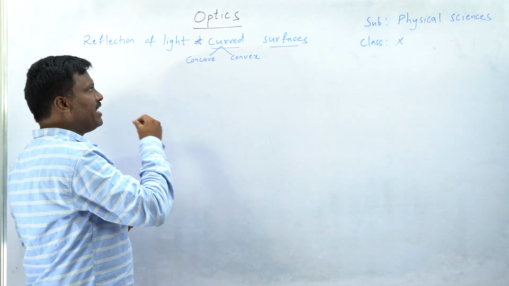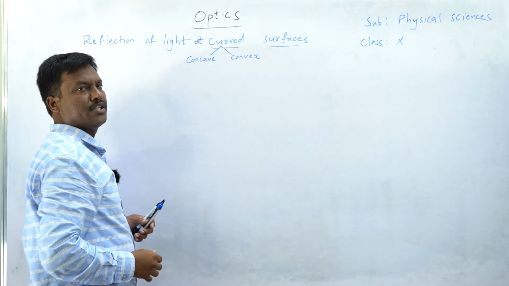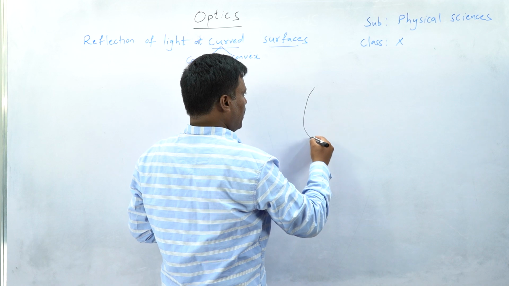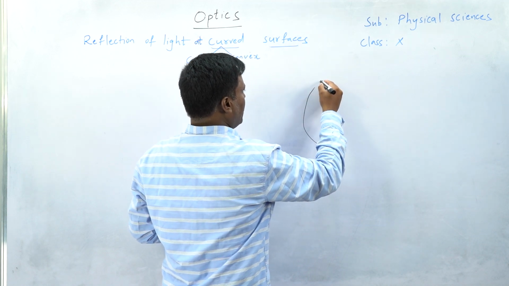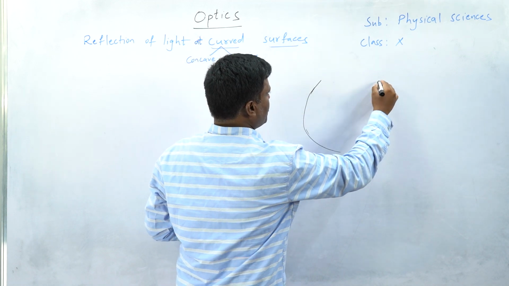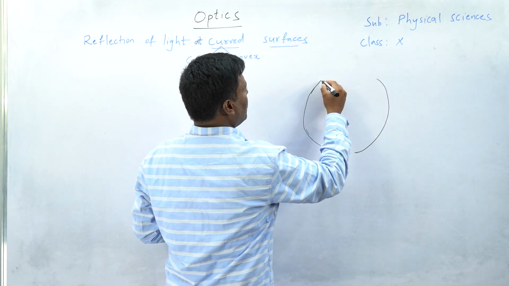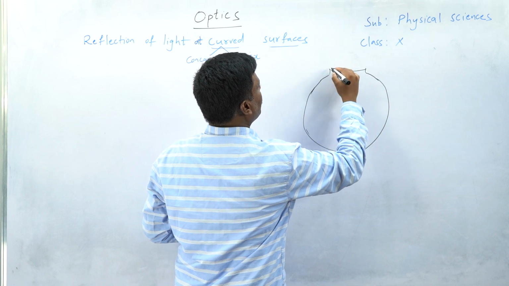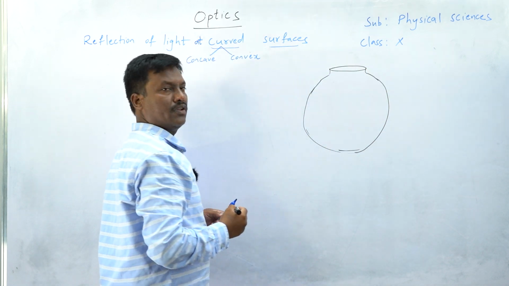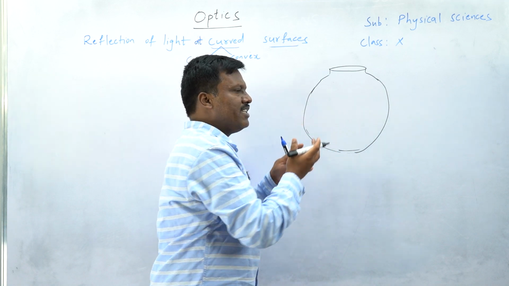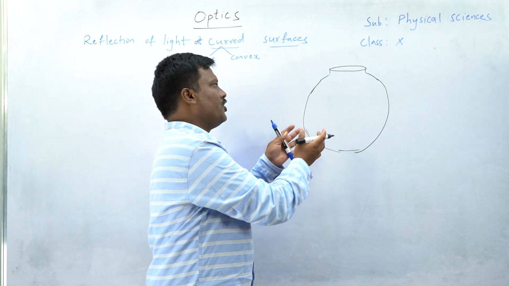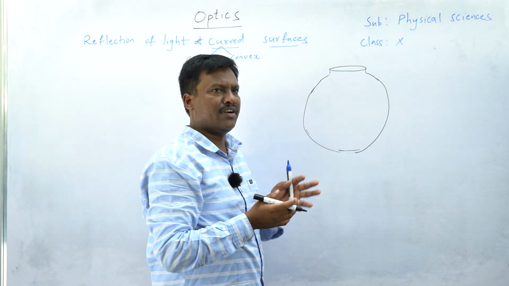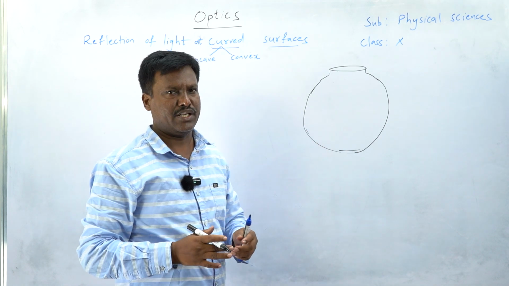So now I am going to introduce the concave mirror and convex mirror. I will make it simple. For example, there is a fish pot which is made of glass that is spherical in shape this way. When you hold this while traveling, if it accidentally slips from your hand, what happens? It breaks because it is made of glass.